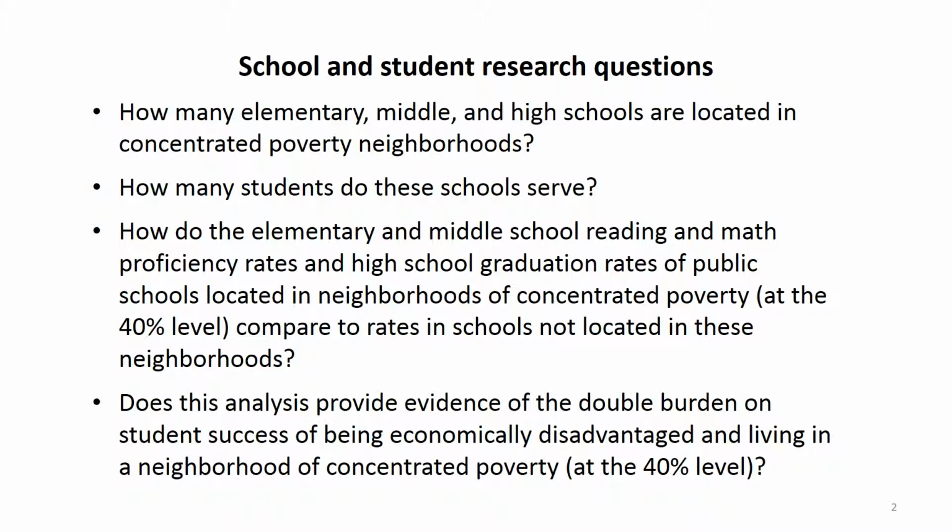So on this slide, we can see the research questions that drove the school level analysis. And these questions included how many schools are located in concentrated poverty neighborhoods. We wanted to know how many students these schools served, how student outcomes varied by concentrated poverty, and we wanted to see if we could find evidence of the double burden that Richard spoke of, this idea that being poor hurts and being poor in a concentrated poverty neighborhood has even more deleterious effects.